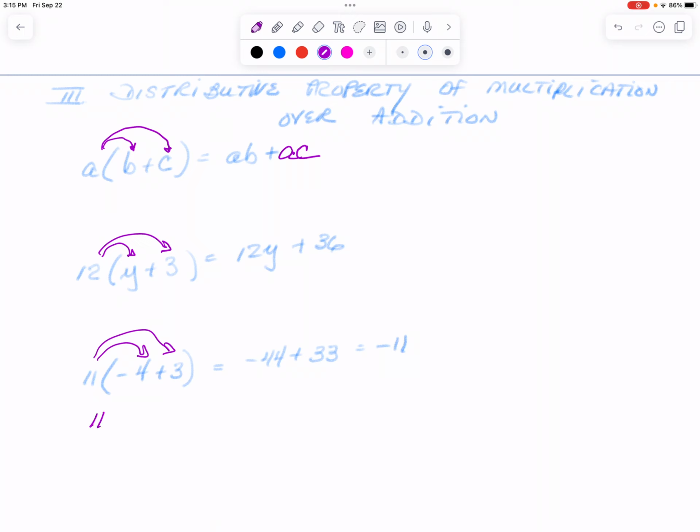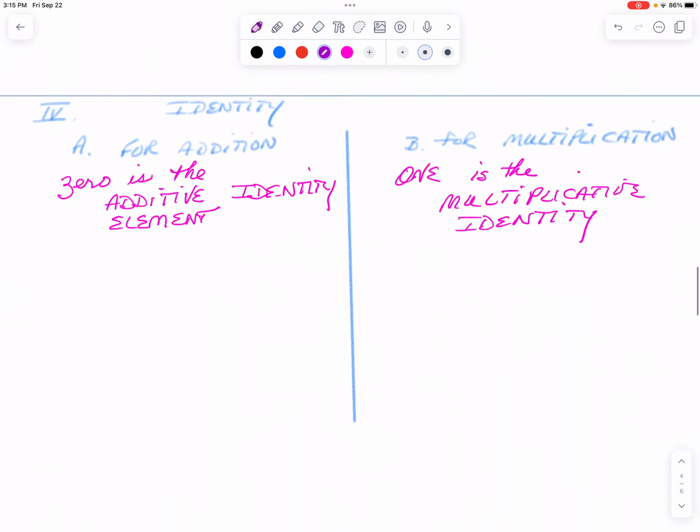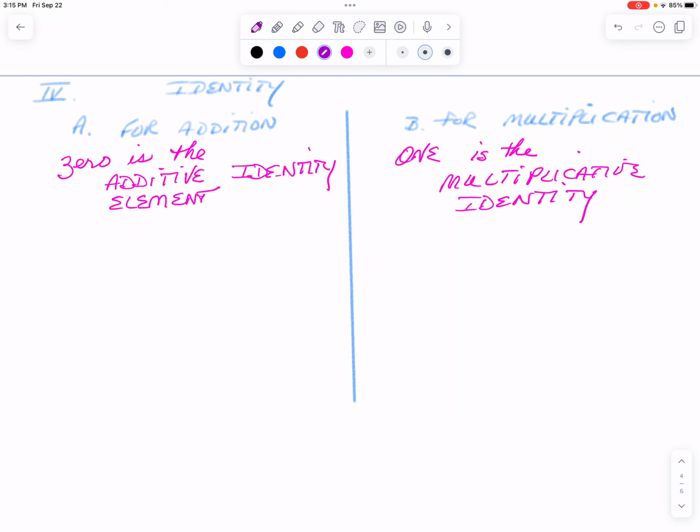Another way, of course, to work this one is to do what's inside the parentheses first. And, of course, you come up with the same result. So these are examples of the distributive property of multiplication over addition. The identities are pretty simple once you understand. The identity for addition is 0. It's called the additive identity, or the addition identity element.